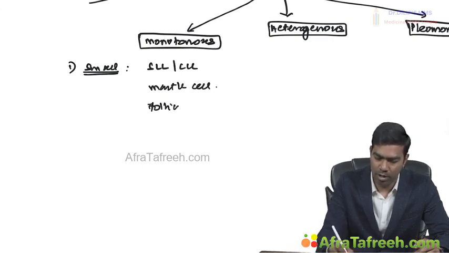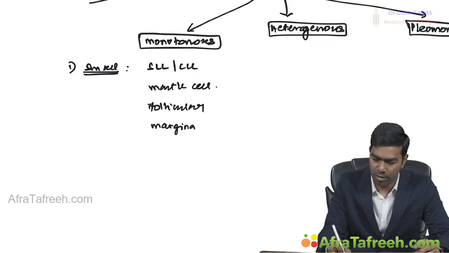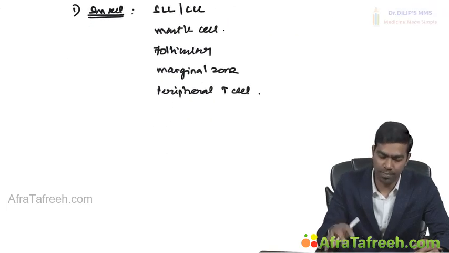You can see in a follicular lymphoma. You can see in a marginal zone lymphoma. You can see in a peripheral T cell or NK cell lymphoma. Peripheral T cell lymphoma or a peripheral NK cell lymphoma.